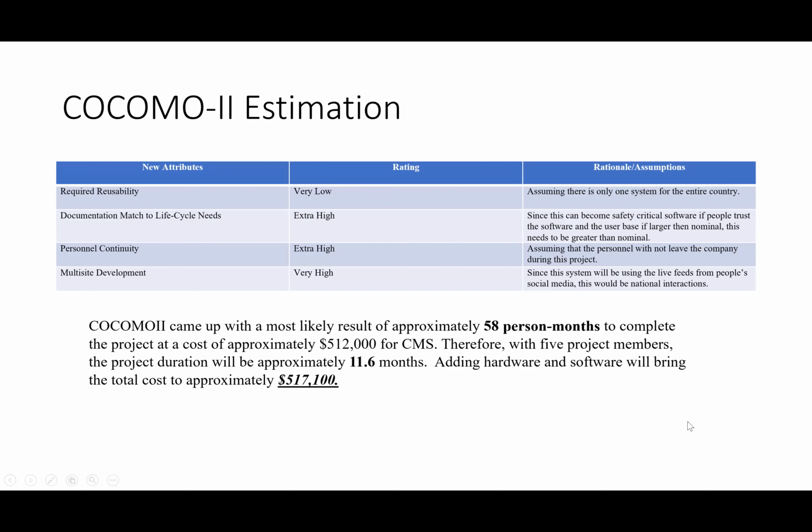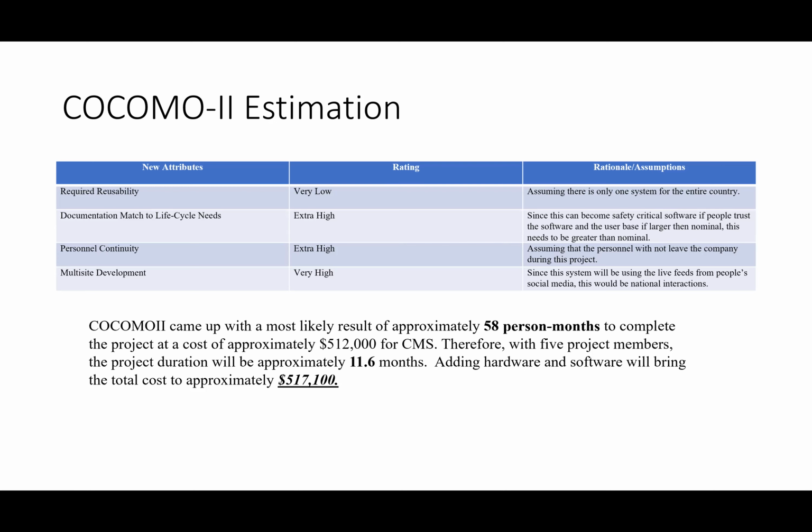Then the last attributes, like category. Required reusability, rated that as very low, assuming there will only be one system for the entire country as of right now, but maybe in later revisions, we can make a smaller scaled one for each state, that type of stuff. So we can have more storage and that type of stuff for the software.